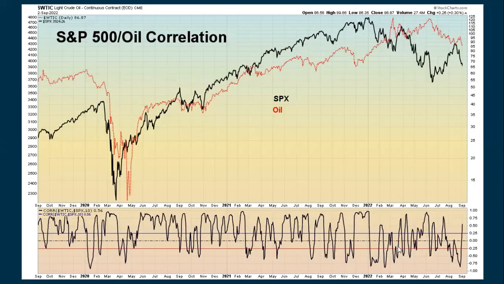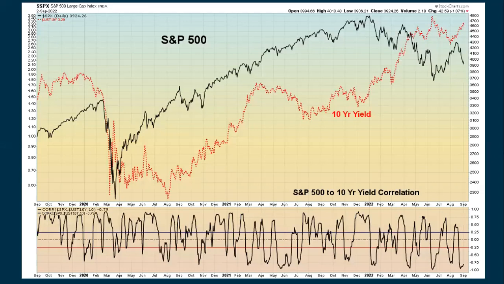Also looking at the S&P 500 to oil, they're starting to go in the same direction because oil's been falling and the S&P has been falling. So when we come above this 0.25 level, that means their relationship is more in the same direction rather than in the opposite direction. Here's the S&P to the 10-year yield.